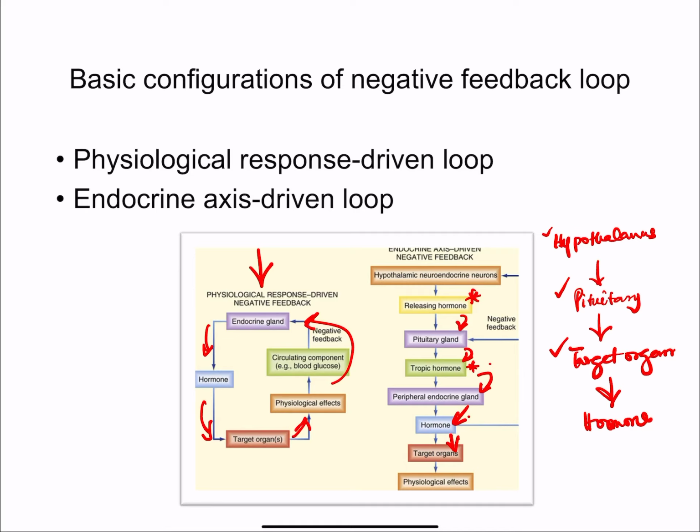But in this case, please observe what I'm about to say. In this case, the negative feedback is stimulated by the hormone produced by the target organ. Okay, the hormone produced by the endocrine gland is what stimulates or inhibits the production of the other levels of the hormone. So this is called the endocrine axis driven loop. All right, the endocrine axis driven loop.